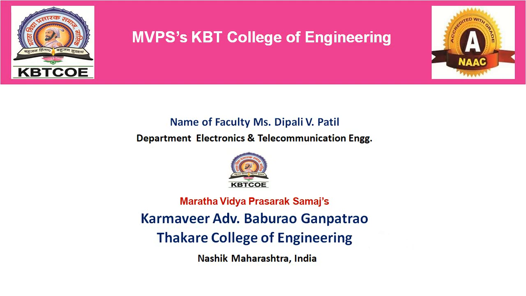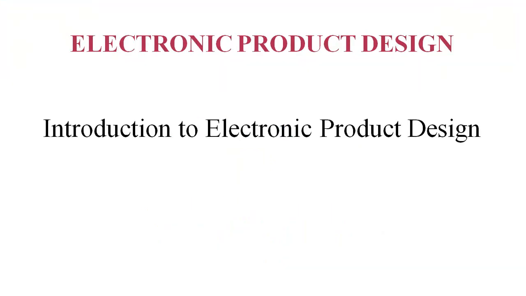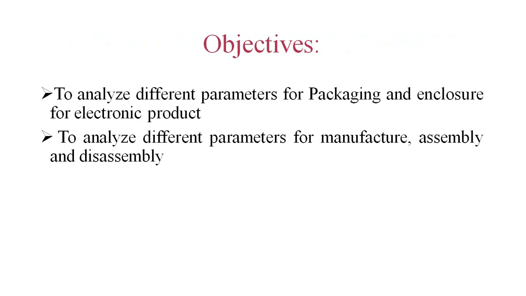of the product. Now, in today's session, we will see another set of parameters for product designing. The main objective of this session is to analyze the different parameters for packaging and enclosure for the electronic product. Second one is to analyze different parameters for manufacture, assembly, and disassembly. First, we will see about the packaging.